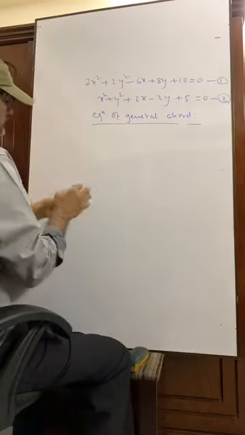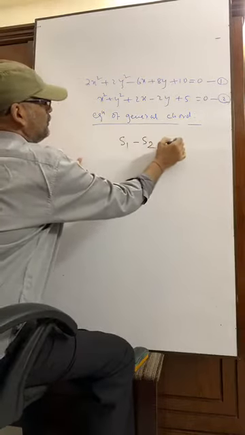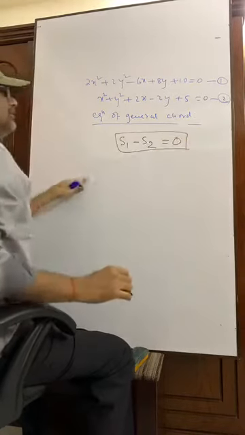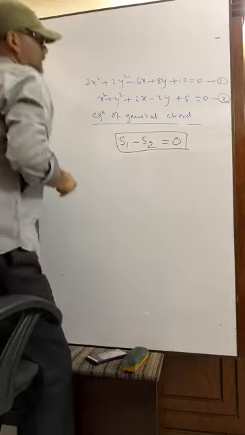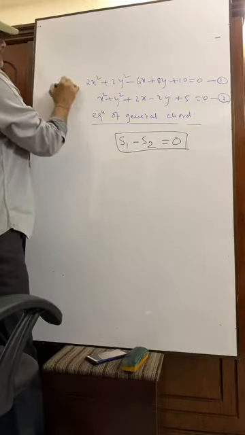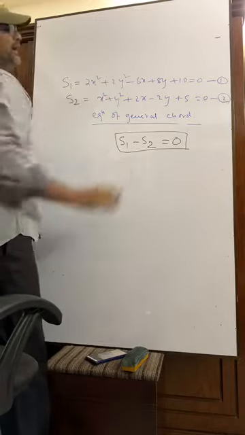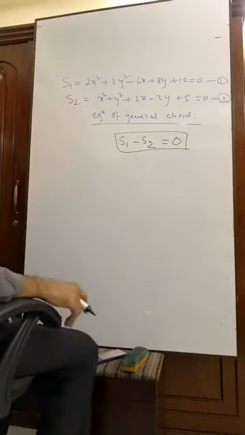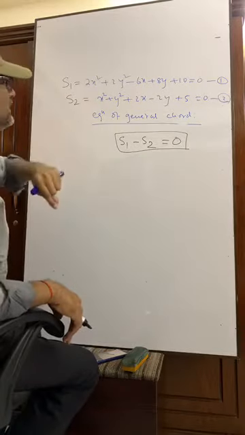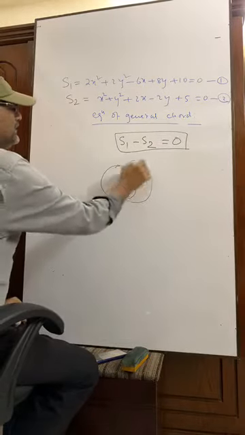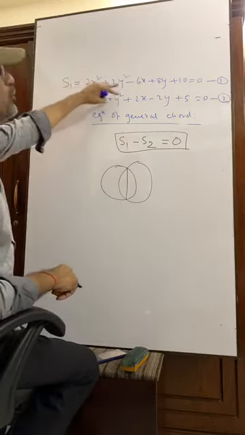The general chord formula is S1 minus S2 equals to 0. This is the formula. But dear students, if we subtract S2 from S1 or S1 from S2, we don't get a straight line. But for the general chord, it is a straight line. Here, by subtracting, we are left with x square and y square.